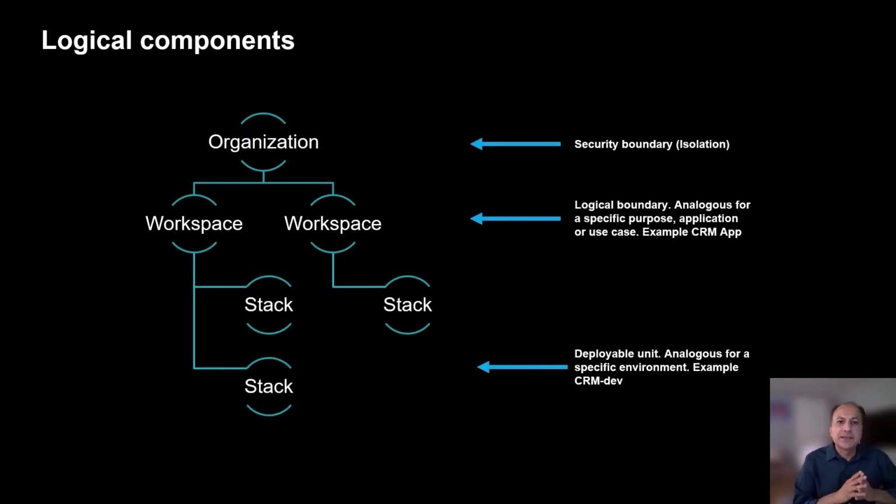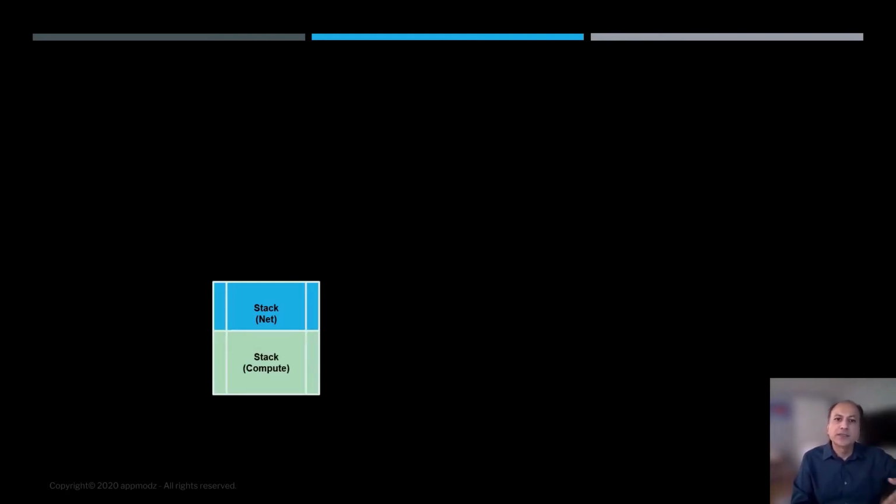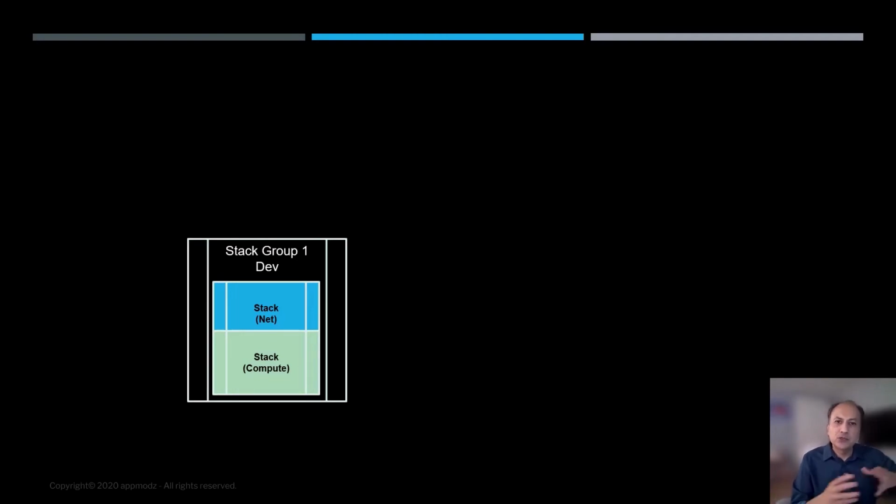And within a workspace, you have stacks. Stacks are the deployable unit of infrastructure. And this could be analogous to a specific environment for an application like dev, prod, and test. So I could have a stack for, let's say, networking components, compute components, and these two can form a stack group. The stack group is nothing but a collection of stacks where I can easily pass output parameters as input parameters to other stack resources.